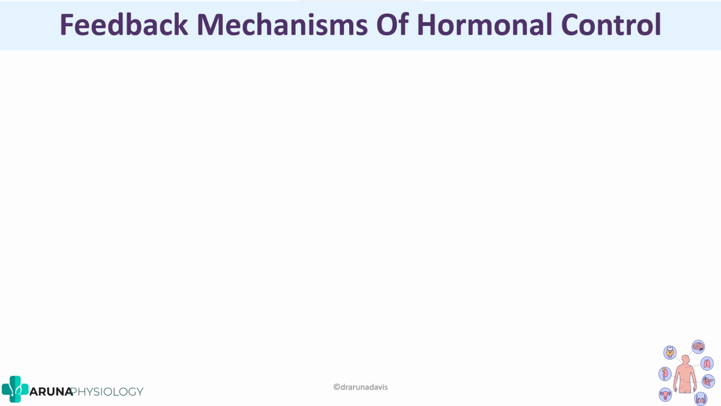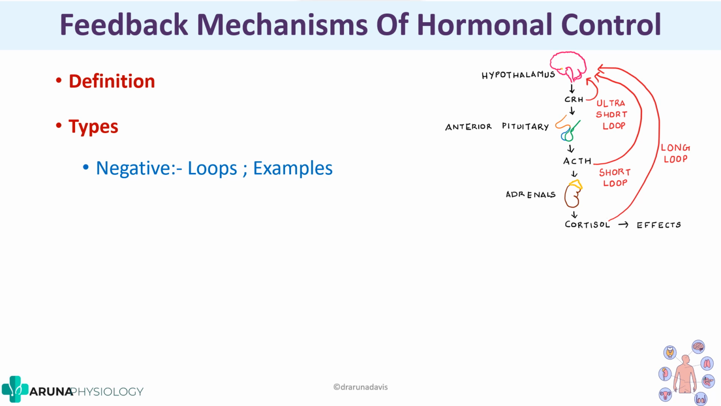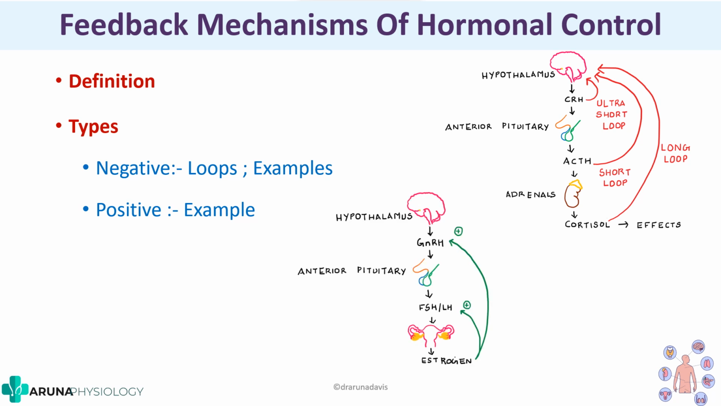Thus, if a short essay on feedback mechanisms of hormonal control is asked, you can start with the definition of what this feedback control is and what the different types are. You can write about the negative feedback with definition, the different loops and examples, and also positive feedback with the examples. So I hope this concept was useful for you. Thank you.